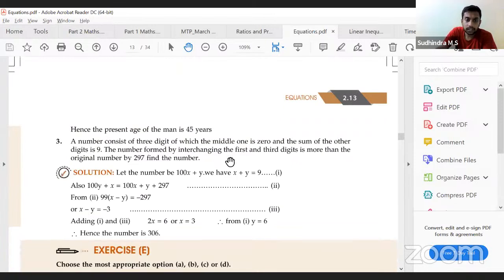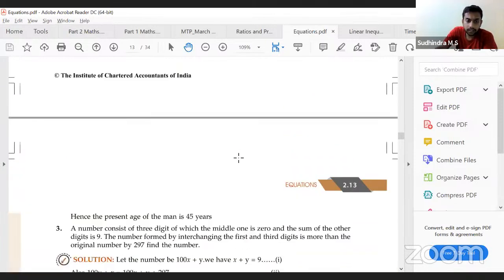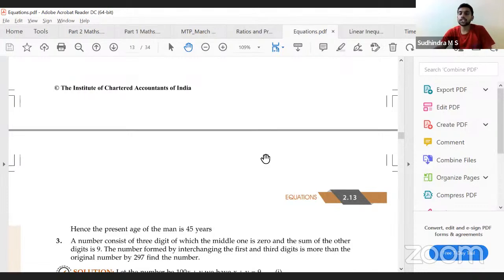13, right, this one. A number consists of 3 digits, of which the middle one is 0 and the sum of the other digits is 9. The number formed by interchanging the first and third digits is more than the original number by 297. Find the number.